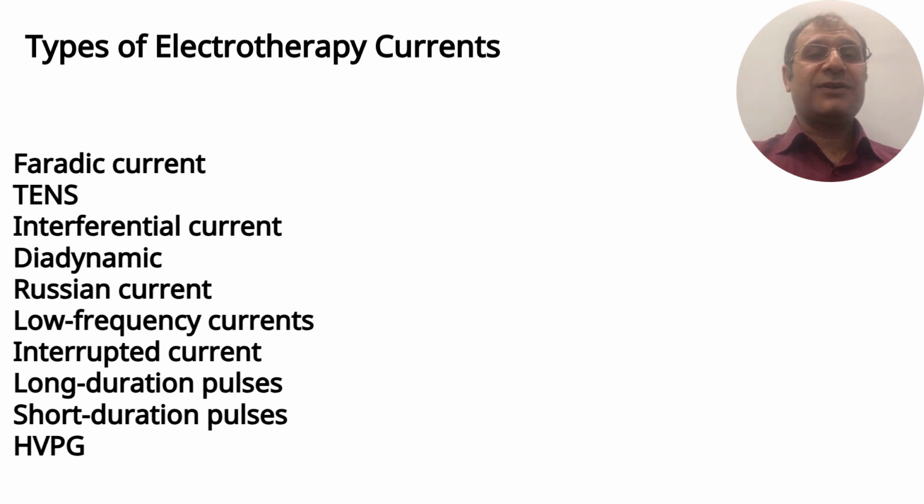Long-duration pulses. Pulses lasting more than 1 millisecond are used to stimulate sensory and motor nerves. Short-duration pulses. Pulses lasting less than 1 millisecond are used for selective stimulation of motor nerves or pain relief. High-voltage pulsed galvanic stimulation is characterized by very short pulses, less than 1 millisecond, and high voltage, 100 to 500 V. High-voltage pulsed galvanic stimulation is effective for deep tissue stimulation, pain relief, reducing swelling, and improving muscle function.